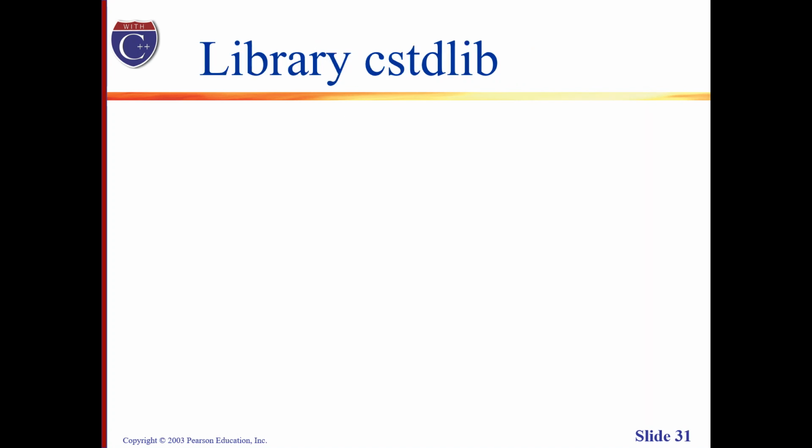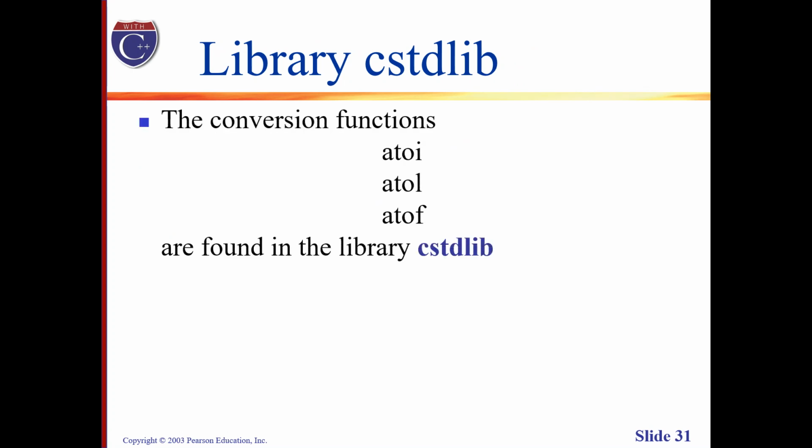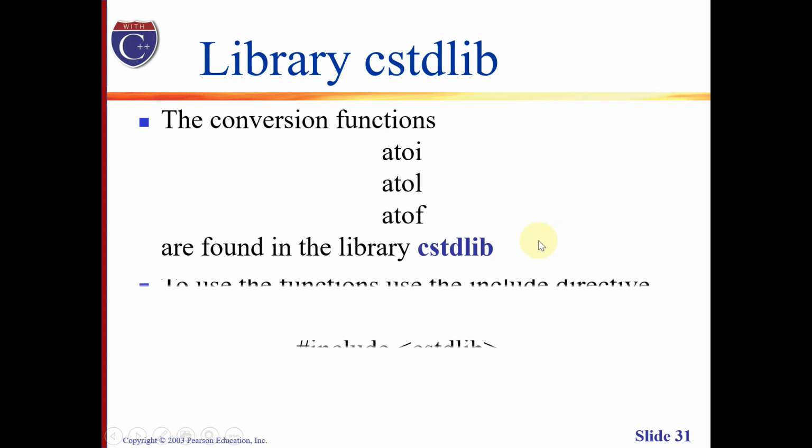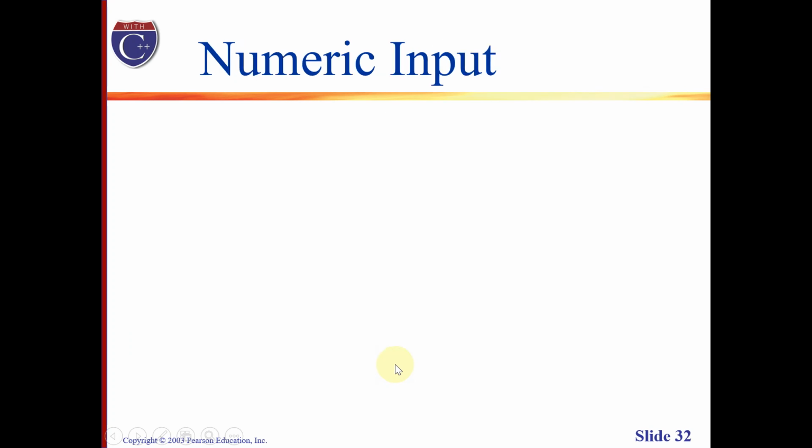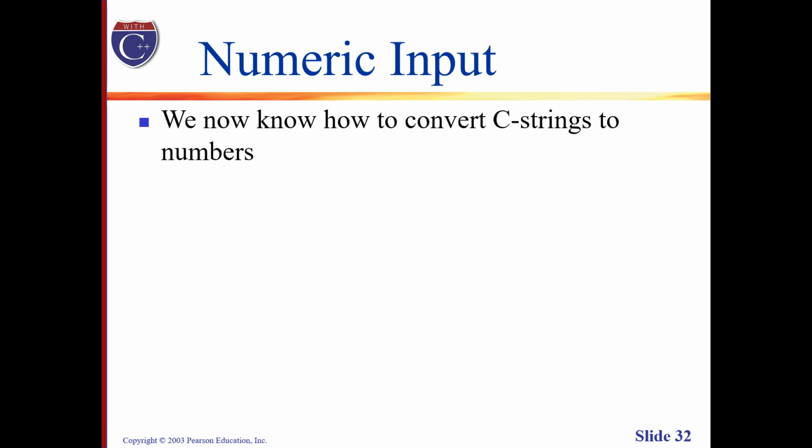Now let's talk about the library cstdlib. As you can see, the predefined functions that we have mentioned so far are found in this library. Thus, to use the functions in this library, we simply include the directive such as this one. We now know how to convert C strings to numbers.